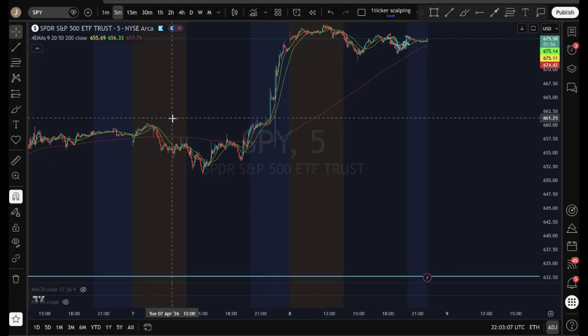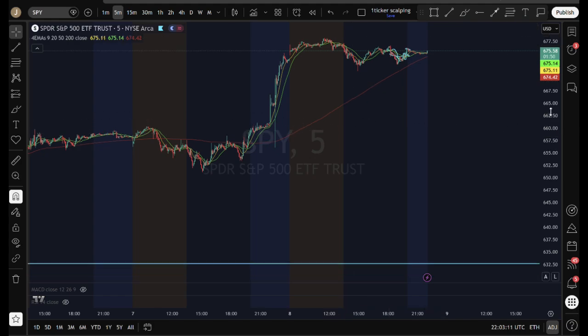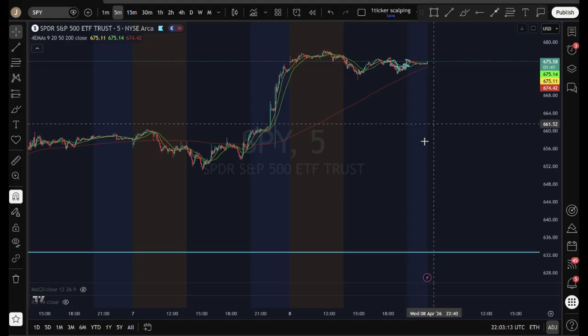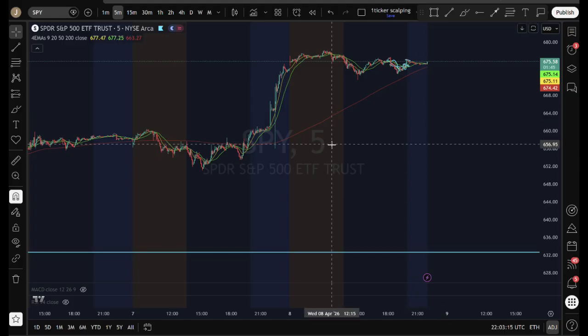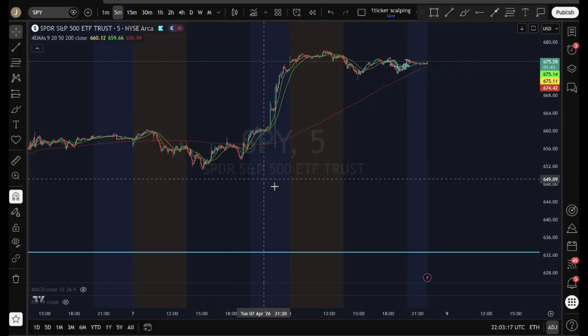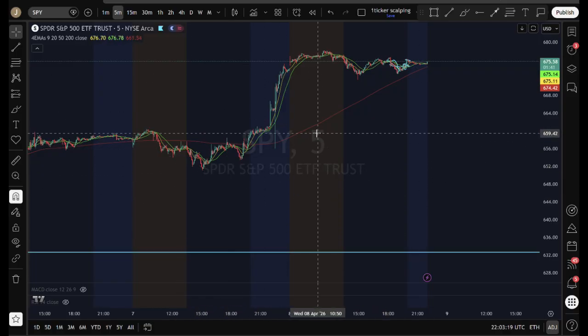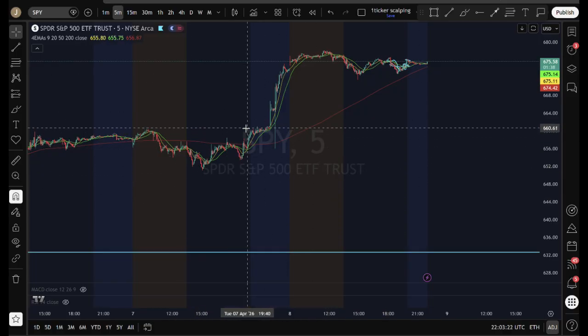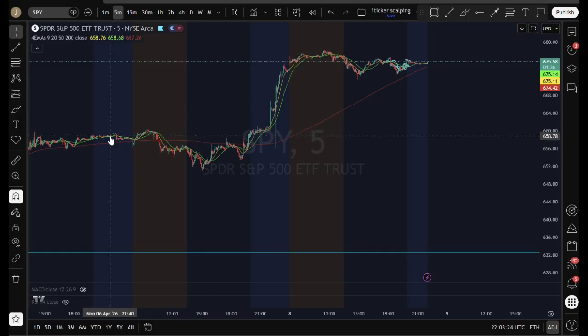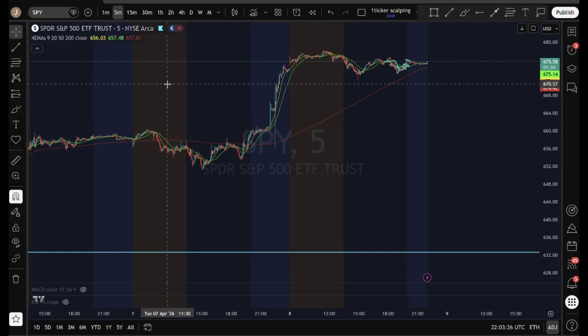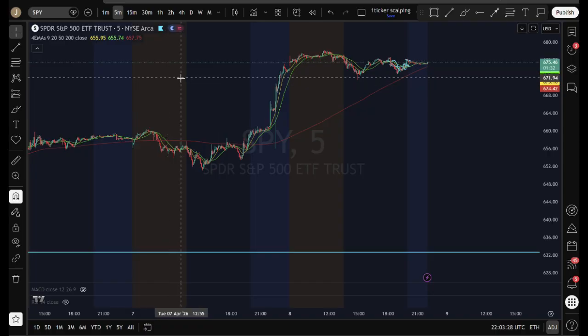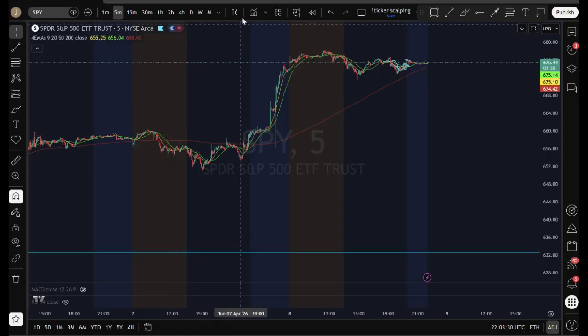I hope this helps, and we will be making a video on the VWAP next. Then after that, we will be making one with all of this together and having a 70% accuracy in all your trades.